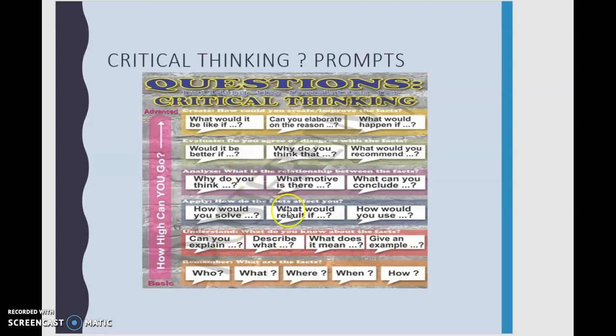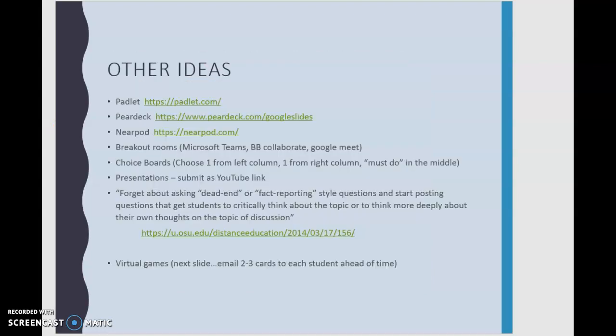So, yes, some of them are not necessarily related to math, but how could you relate these questions to math? How would you solve blah, blah, blah? How would you use this? Give an example of this. Describe this. Would it be better if we only had one way of solving math problems? Why do you think that, right? What would it be like if... Can you elaborate on the reasoning? So using some of these critical thinking questioning prompts.